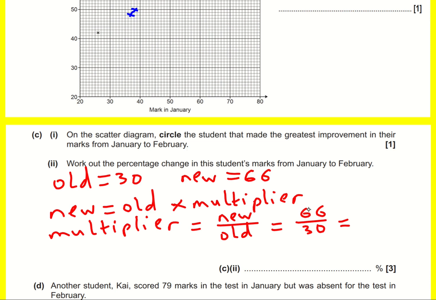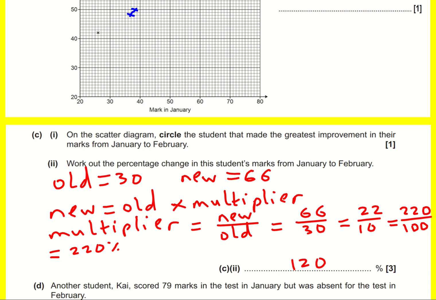There's a common factor of 3, so it's going to become 22 over 10. Therefore, 220 over 100, which is actually 220%, and therefore the increase is 120%.